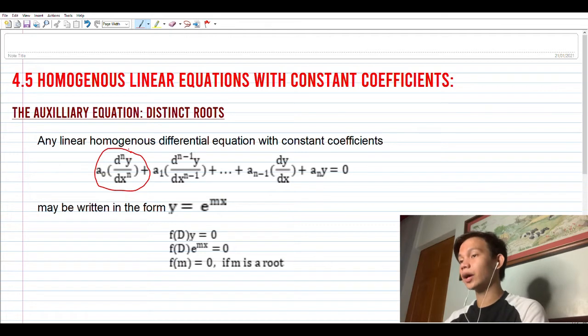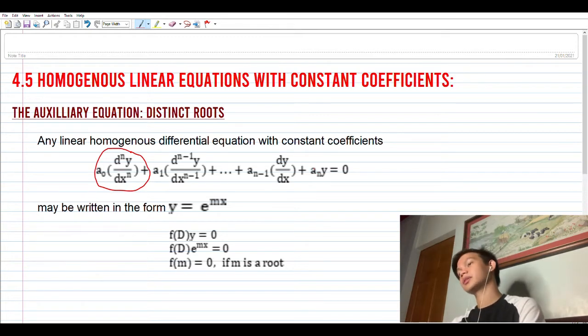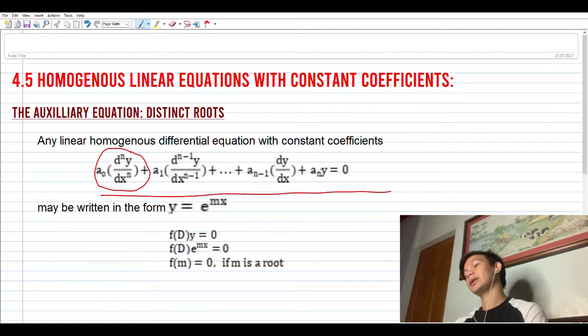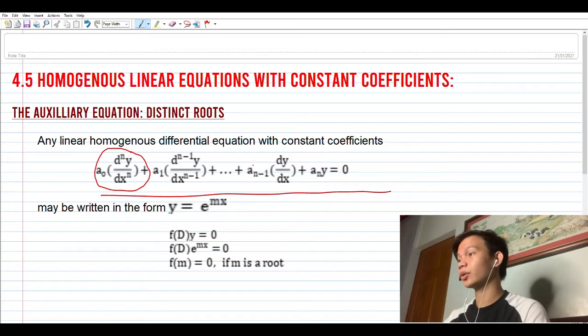it is the nth derivative of y with respect to x, plus a sub 1 times d raised to the power of n minus 1 times y all over dx raised to the power of n minus 1, and so on and so forth until we get a sub n minus 1 times dy over dx plus a sub n y is equal to 0. So here we now have the general form of the homogeneous linear equations with constant coefficients.